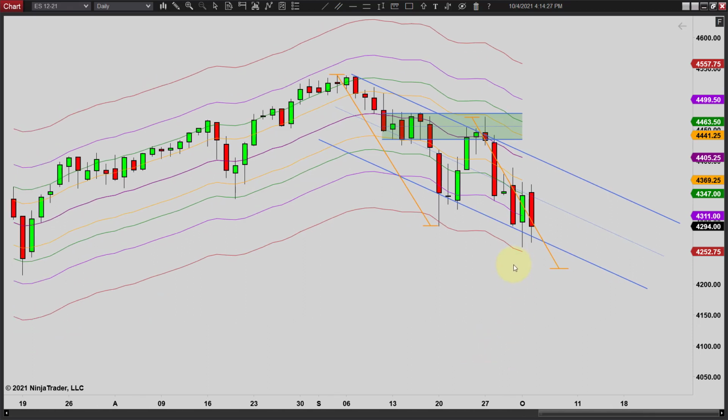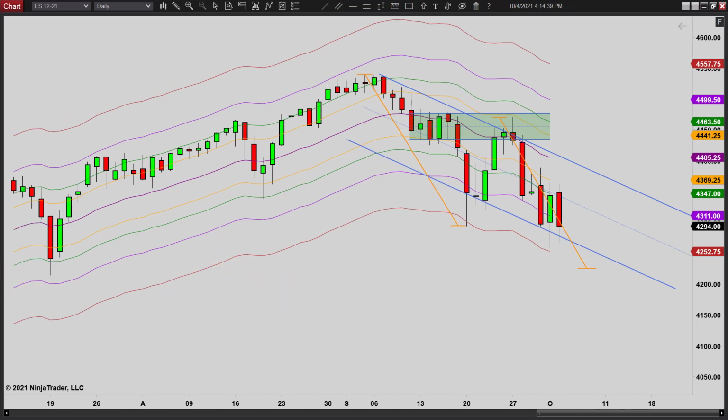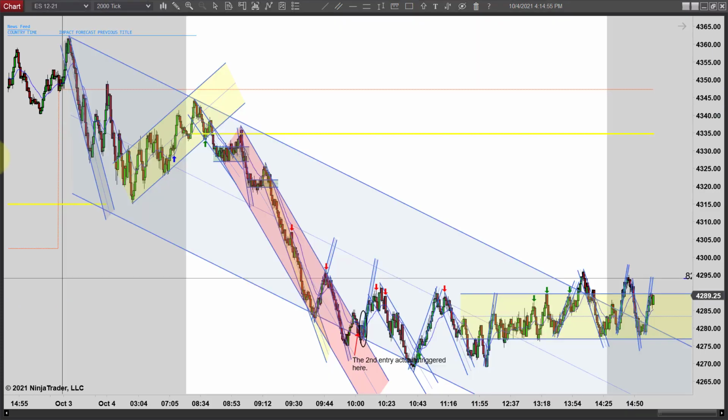Even today, there were a few strong rallies. They didn't last long, and we really never bounced off the lows too much, but there were still some rallies that you have to be careful of. So anyway, we'll switch over to the intraday, the 2000 tick intraday chart, and go from there.